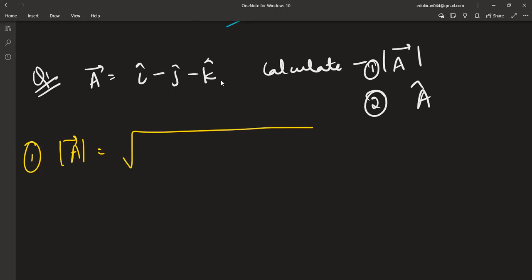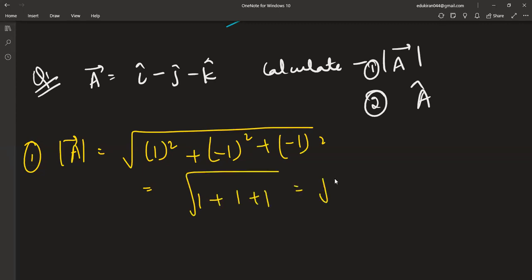See, Abdul, what is the coefficient of I cap in this? Ma'am, 1. 1. Very good. So this becomes 1 square plus. Abdul, what is the coefficient of j cap? 1. Not 1. Look carefully. Minus 1. Very good. So that means minus 1 whole square. And this is also minus 1 whole square. So this becomes 1 plus 1 plus 1 under root, that is root 3.